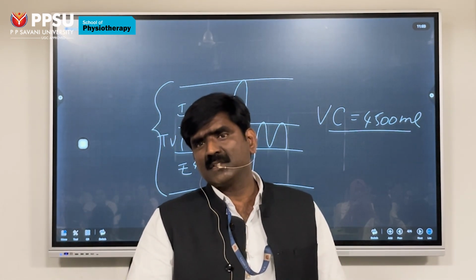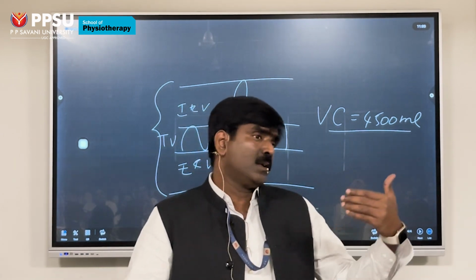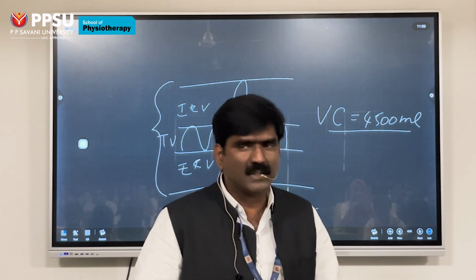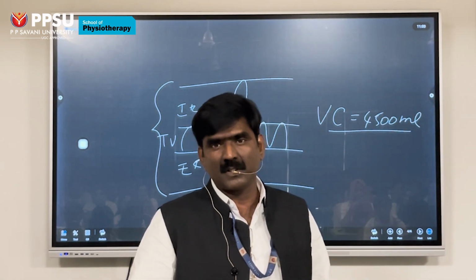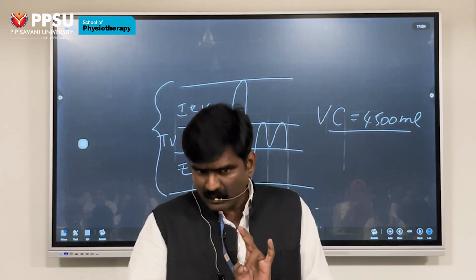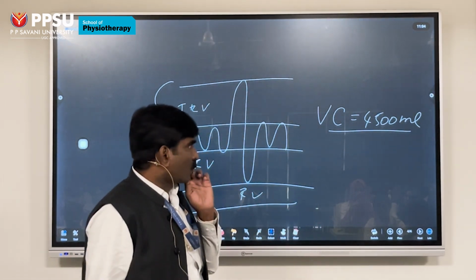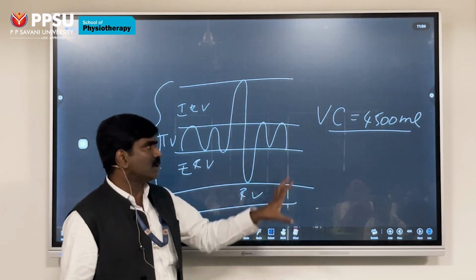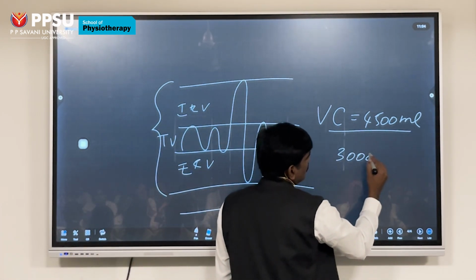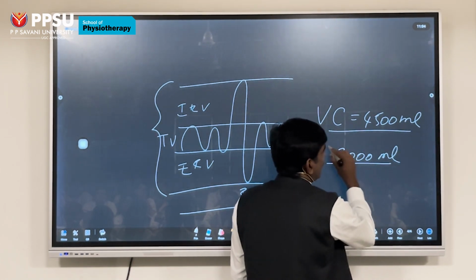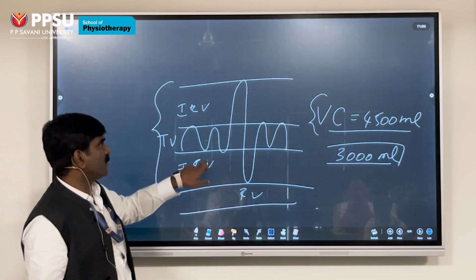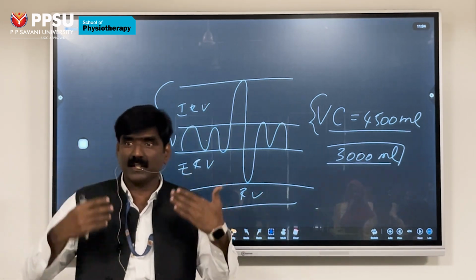So if you know the muscles of respiration, the primary muscle is the diaphragm, the chief muscle, and the external intercostal muscles. Of course there are many other accessory muscles, but the main muscles are the diaphragm and external intercostal muscles, right? The contribution of the diaphragm in this 4500 ml is 3000 ml out of this 4500 ml.